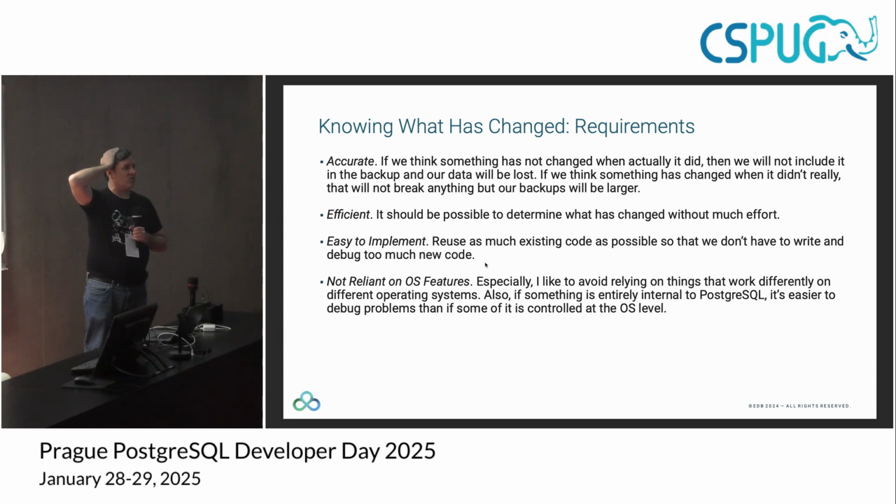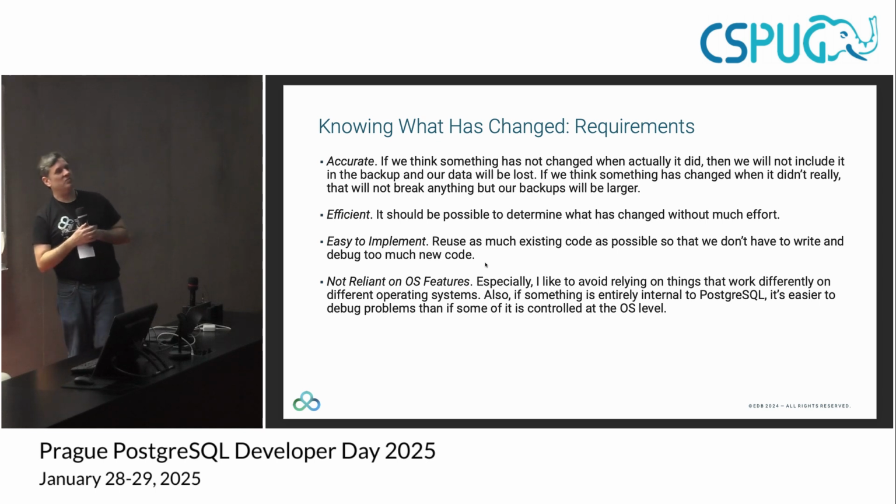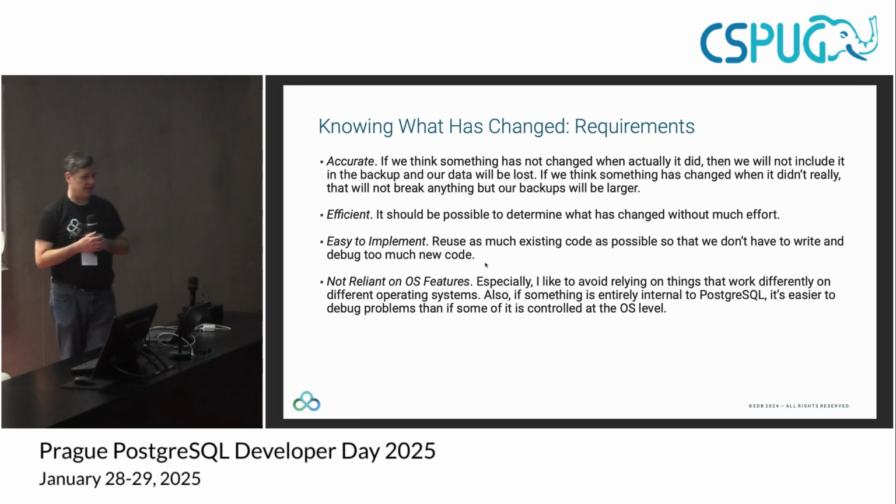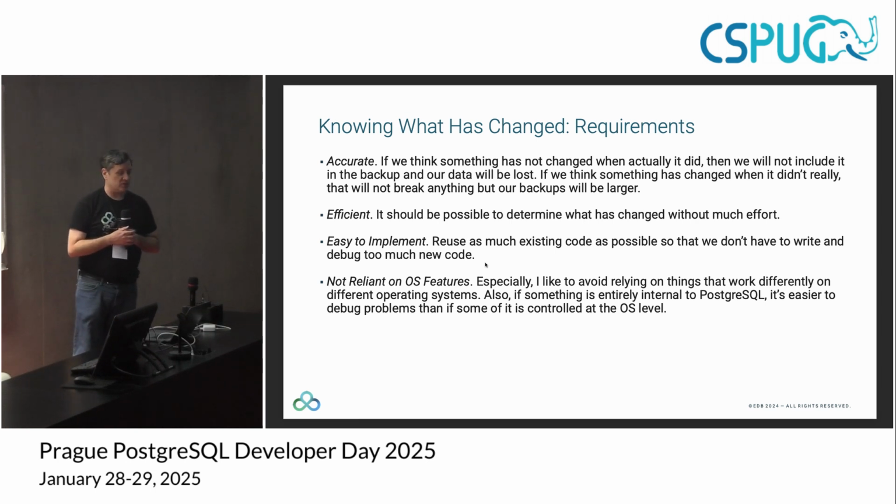Because if we think the data wasn't modified when it actually was, we won't copy it, we won't include it in the incremental backup, and it will be gone if we do a restore. Probably the database will end up being inconsistent in a case like that, and you'll just have a corrupted database. A mistake in the other direction is not quite as critical, but it's still not good.